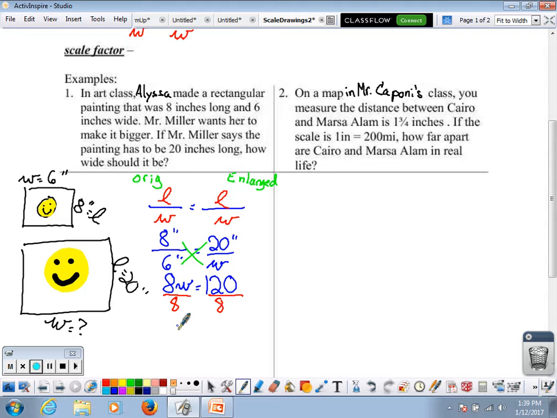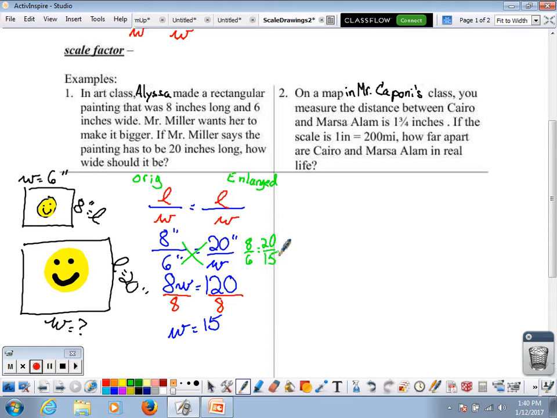Now on the left side, those 8s are going to cancel. W is all by itself. And what's W equal to? 15. Now we can take that 15 all the way back to the original and check it out. Do 8 over 6 and see if that's equal to 20 over 15.